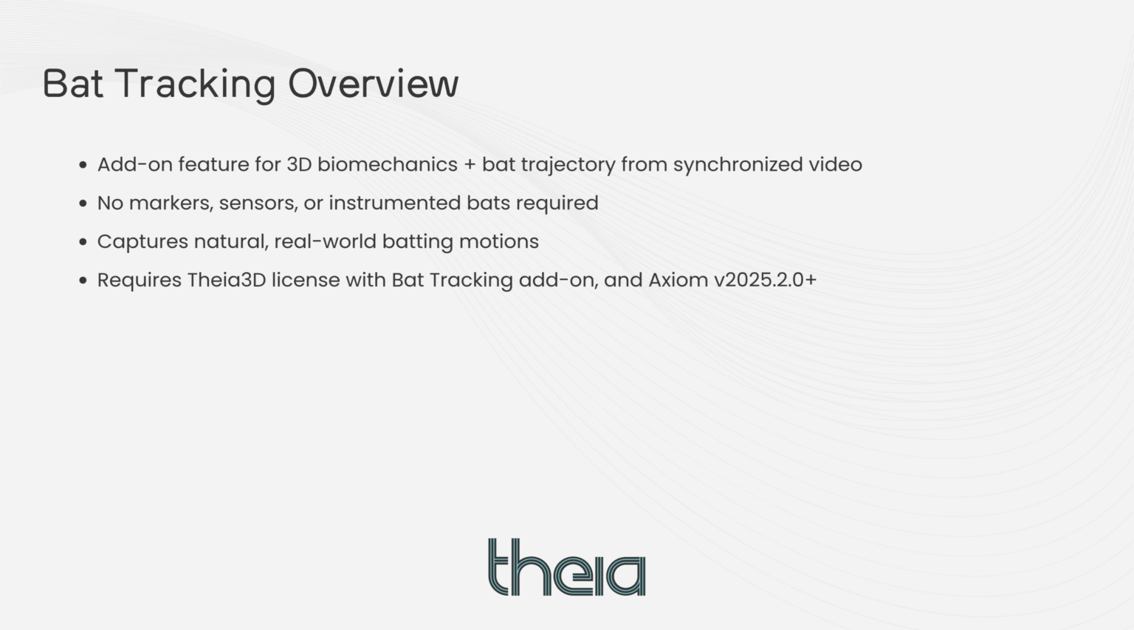Prior to collecting or processing any bat tracking data, it is important to ensure that the camera system and environment are set up properly to obtain high-quality input data for accurate athlete and bat tracking. The following factors are especially important to consider.